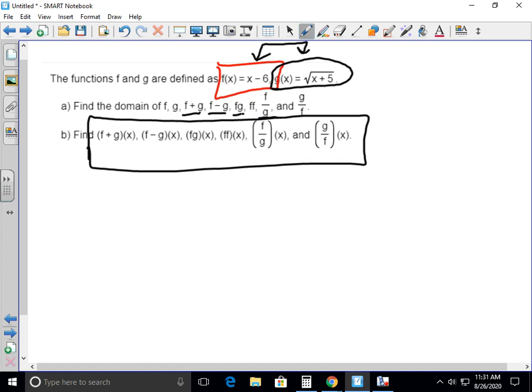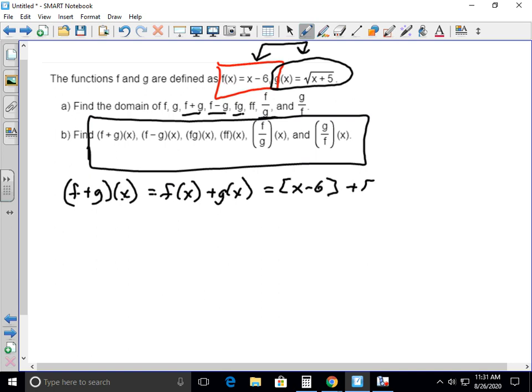Find out what is f plus g. What does that mean? So f plus g of x means f of x plus g of x, which is x minus 6 plus the square root of x plus 5.